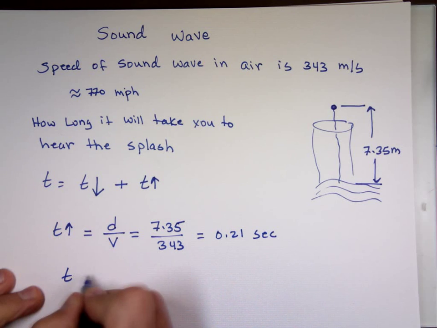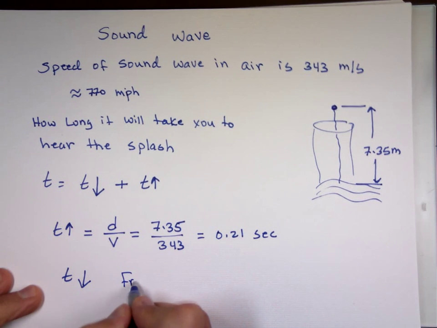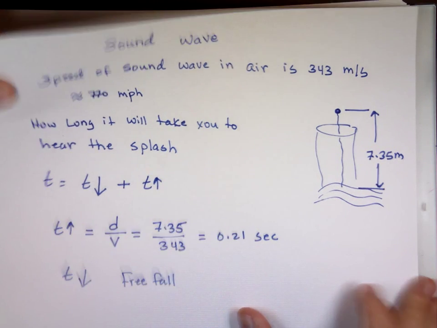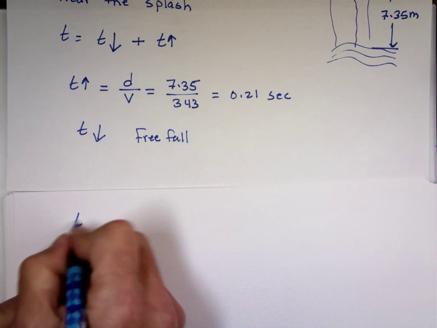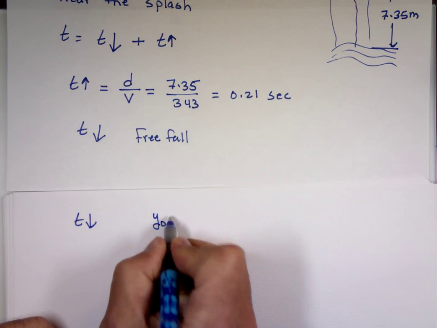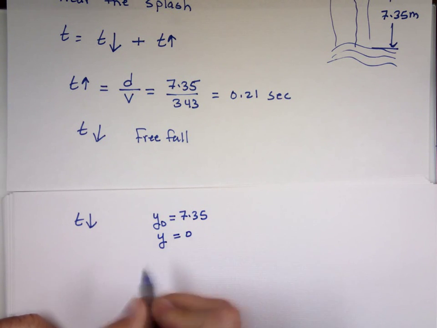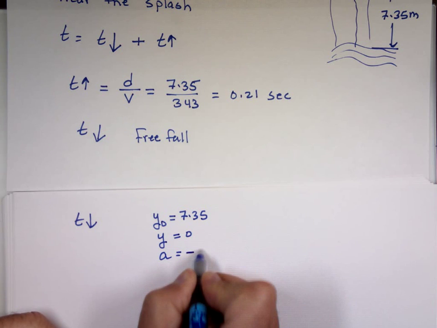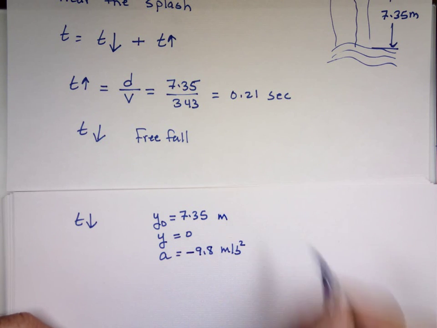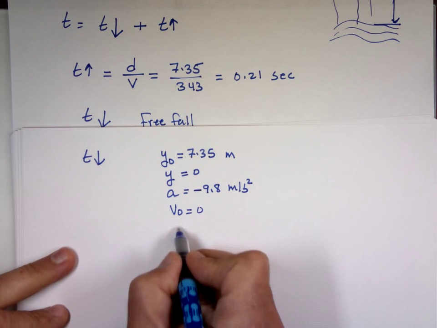Next, we need to know what is the time to travel down. Well, for the coin to hit the water, that's free fall. So we have to go back to physics 1 and apply what we know. If I use the water as reference, I know the initial height is 7.35. I know the final height was 0. I know the acceleration is gravity, negative 9.8 meters per second squared. I know the initial velocity is 0. I released it, I didn't throw it in. And the question, can I find the time?